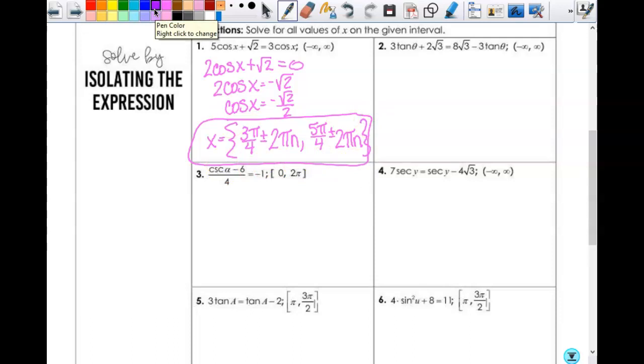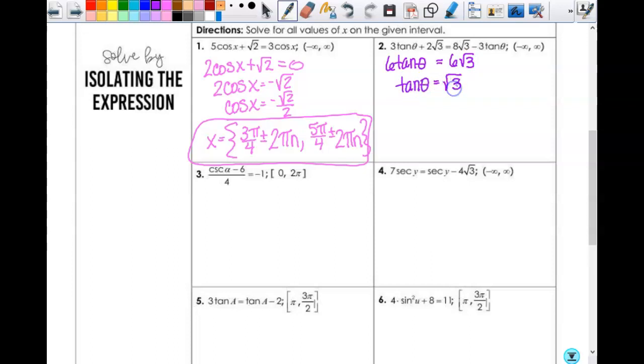We good? All right, so let's look at number 3. I got 3 tangent theta plus 2 square root of 3 equals 8 square root of 3 minus 3 tangent theta. So are those 3 tangent thetas going to cancel out? No. But if I add 3 tangent theta to both sides, I get 6 tangent theta. And then if I take this 2 square root of 3 and subtract it from both sides, that'll give me what on the right-hand side? 6 square root of 3.